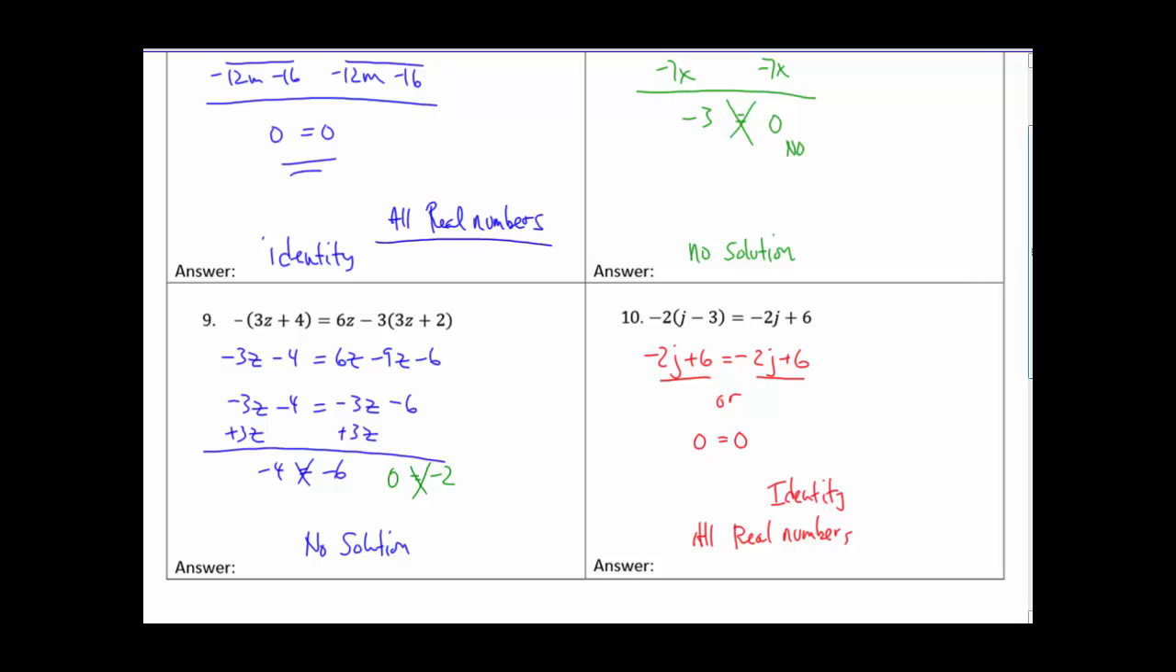And 10, by distributing through on both sides we get negative 2j plus 6, or if we move the j to one side, move the 6 to the other side, you get 0 equals 0, all real numbers.